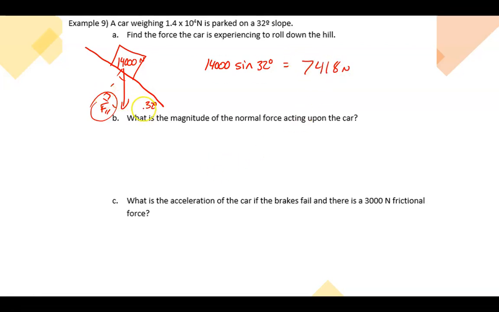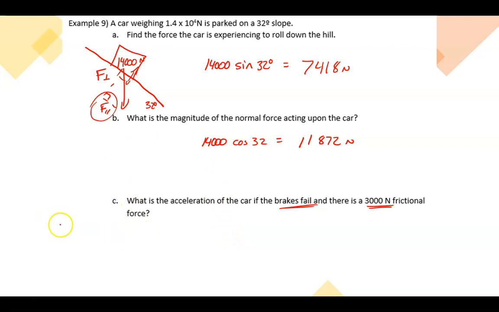That gets you 7,418 newtons. The normal force on the car, well, it's not sinking into or off the ramp, so it's going to be equal and opposite to this perpendicular component of gravity. So that's 14,000 cos 32, which gets you 11,872 newtons. So what is the acceleration of the car if the brakes fail and there's 3,000 newtons of frictional force?